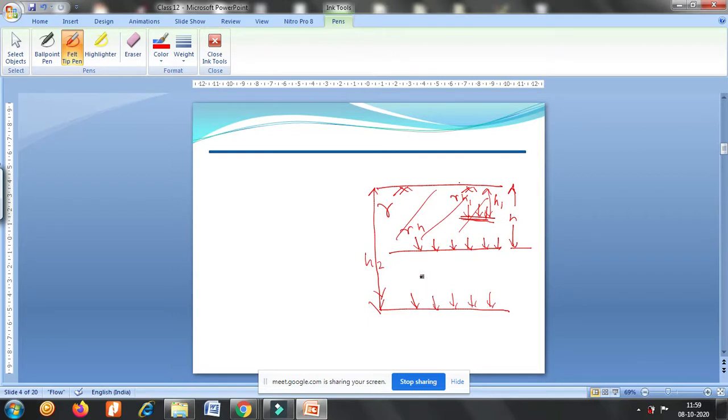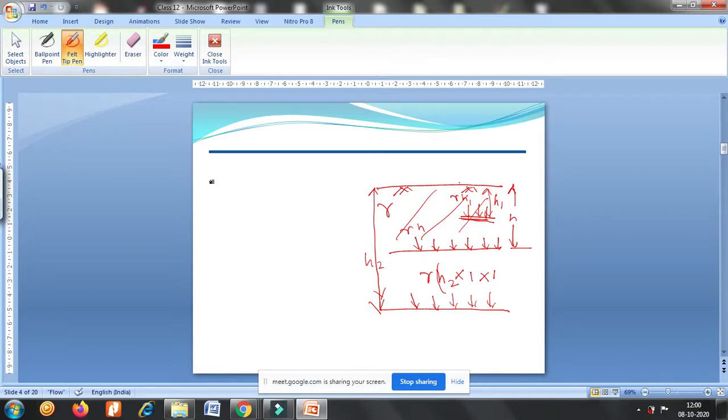And how much is this one? Gamma is the unit weight of the soil, and h2 is the depth of the soil. So gamma into h2 will give you the stress acting on this one. Actually, it is gamma into volume. Volume is gamma into h2 into 1. Width is 1, and this length is also 1. That means we have to consider the unit length and the unit width, only the depth is H2. So that's why it is gamma into H2.